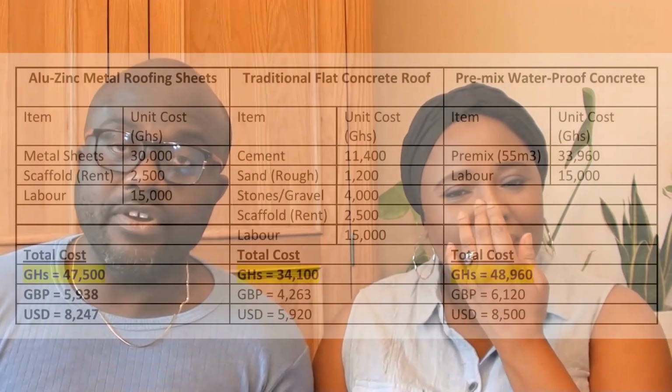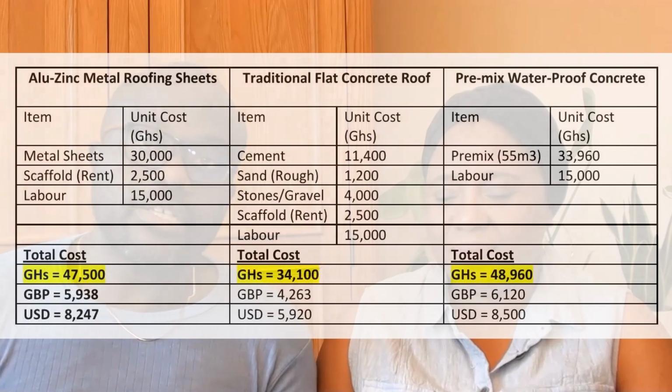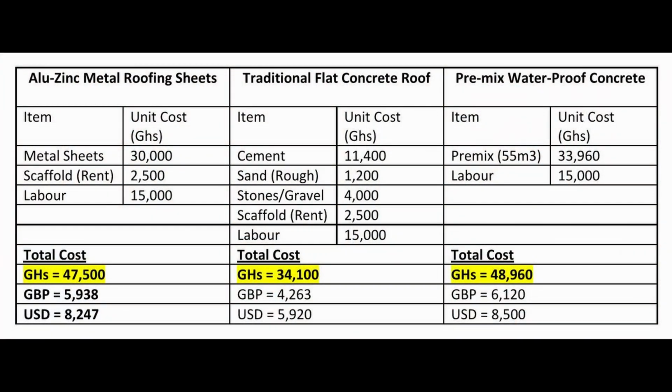So what I want to do for you guys is I prepared a table so you can see a cost comparison between AluZinc, which is the aluminium roofing sheets typically used in Ghana, the traditional concrete, and also the premixed concrete. When I say traditional concrete, I mean concrete that the builder will mix on site with his own cement, gravel and sand. You can see the table on your screen, guys.